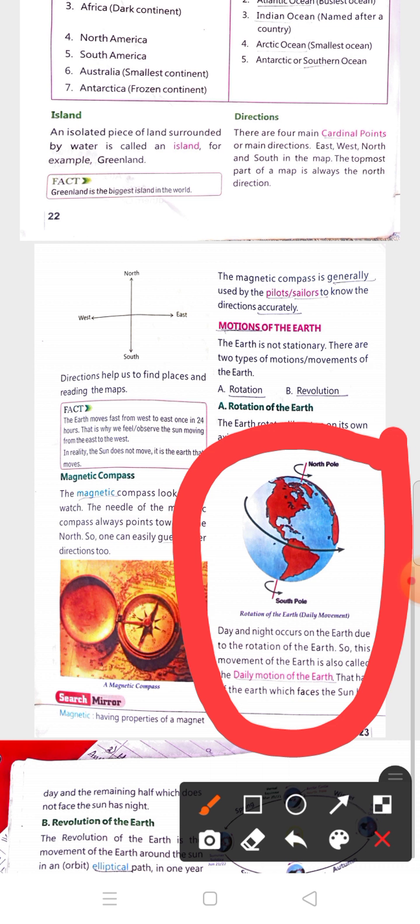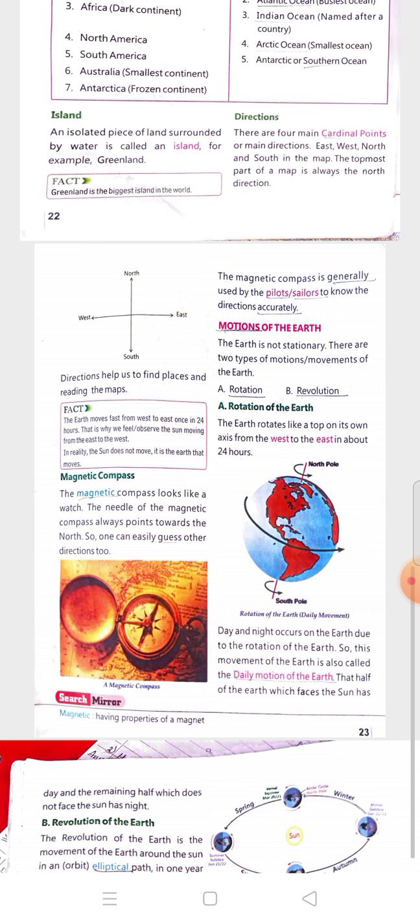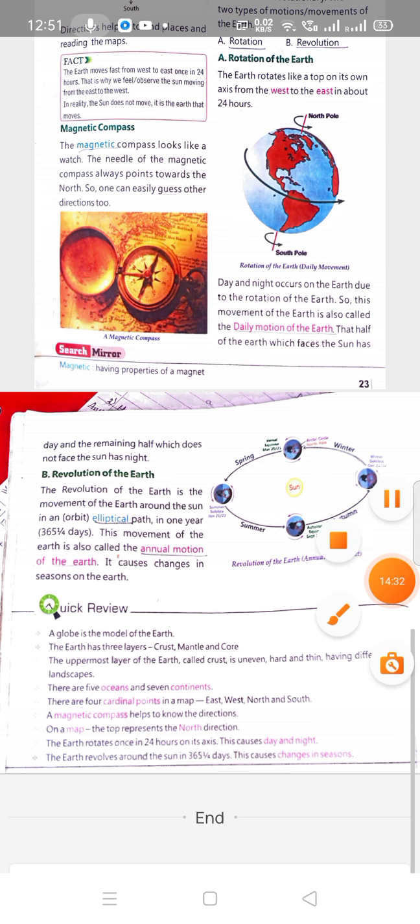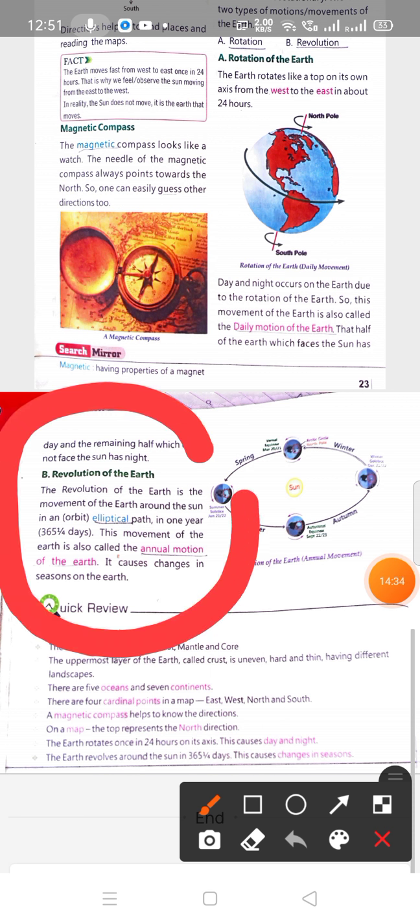That half of the earth which faces the sun has day, and the remaining half, which does not face the sun, has night. Page number 25. Everyone turn to page number 25.